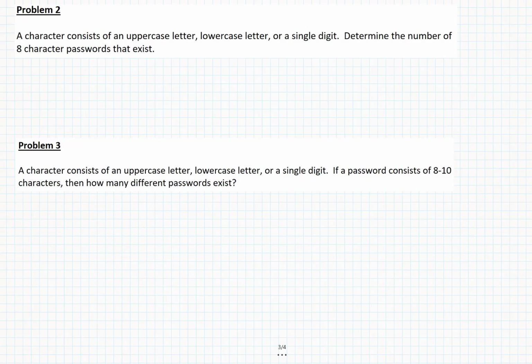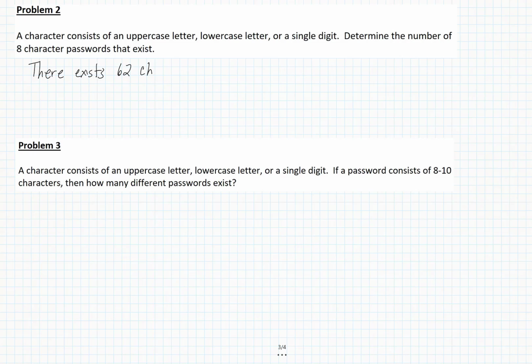A character consists of an uppercase letter, a lowercase letter, or a single digit, and we want to determine the number of 8-character passwords that exist. So there exist 62 characters in this, and you can find that by realizing that the uppercase letter has 26 possibilities, the lowercase letter has 26 possibilities, and the single digit has 10 possibilities.